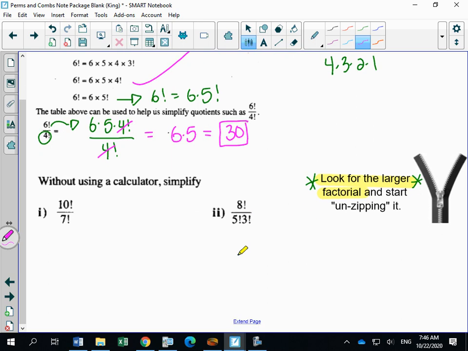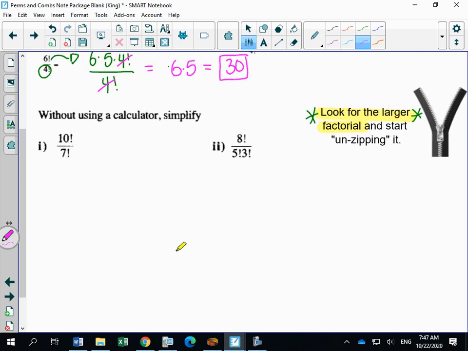What I want you to try is try this one. So 10 factorial divided by 7 factorial. See if you could simplify this without using a calculator. So this would be a fair question in calculus where you can't use a calculator, right? So you'd say, okay, I'm going to start unzipping the larger one, which is 10 factorial, and you're going to unzip it until you get to 7 factorial. So that would be 10 times 9 times 8 times 7.